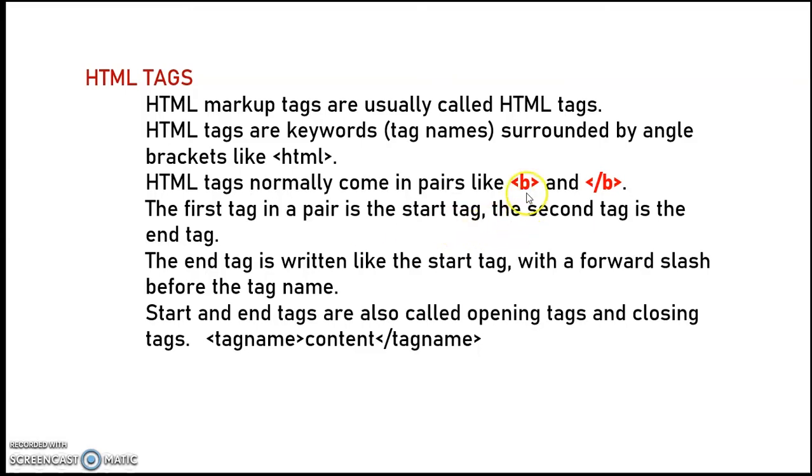Okay, like for example itong B tag. So, bawat tag dapat nasa loob siya ng dalawang angle. Okay, the first tag in a pair is the start tag and the second tag is the end tag. The end tag is written like the start tag with a forward slash or slash before the tag name. Start and end tags are also called opening tags and closing tags.